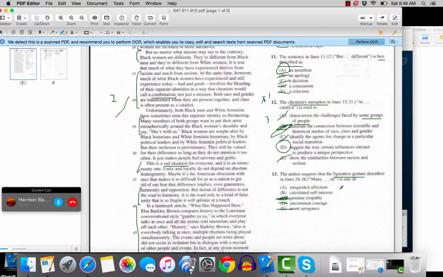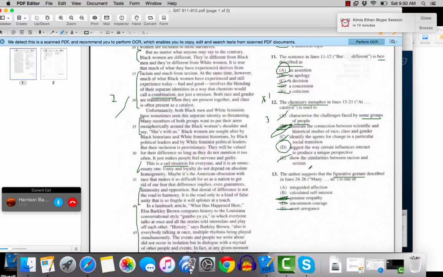So let's go back to the passage a second. Both black men and white feminists have sometimes seen this separate identity as threatening. Many members of both groups want to put their arms metaphorically around the black woman's shoulder and say, she's with us. Black women are sought after by black historians and white feminist historians, by black political leaders and white feminist political leaders. Why might they want to do it? To get more gain. To get more people on their side, to support their cause, right?